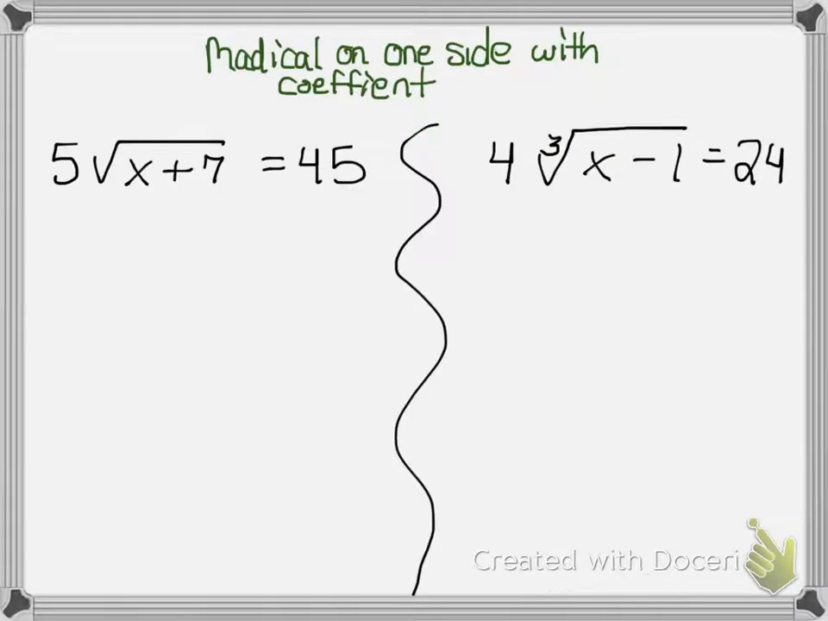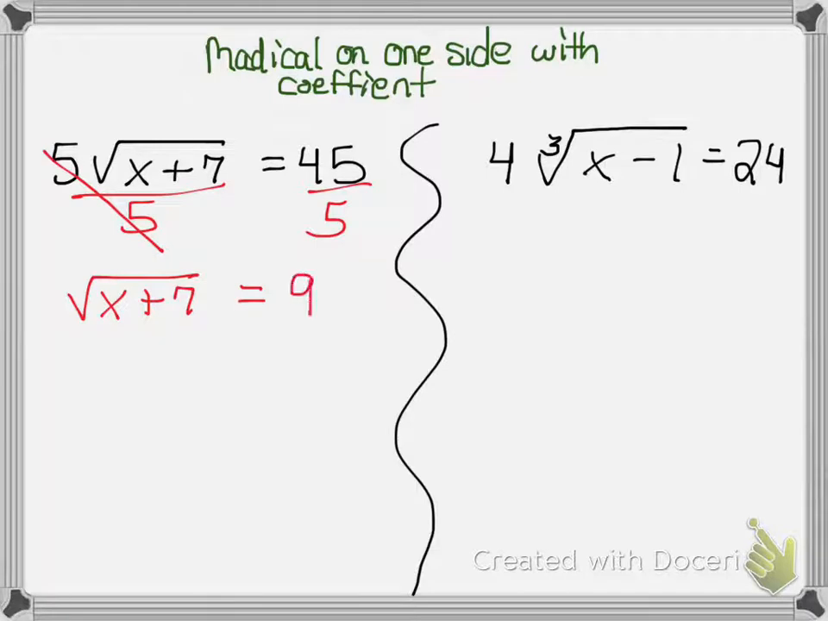All right, the first scenario, when you have a radical on one side with a coefficient, go ahead and get rid of that coefficient by dividing both sides by whatever number that is. So looking at that first example, I'm going to divide both sides by 5. And then I'll bring down my square root of x plus 7. And we all know 45 divided by 5 is 9.